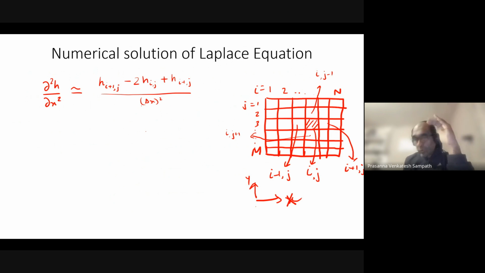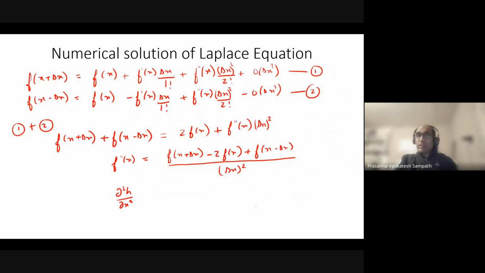Dou square h by dou x square assumes that h is a continuous function, but I have broken up my domain into these discrete boxes, right? Inside each box, actually the head is supposed to be a continuous function, but I'm going to assume that inside each box, the head h remains constant. So I'm approximating the second derivative with this.